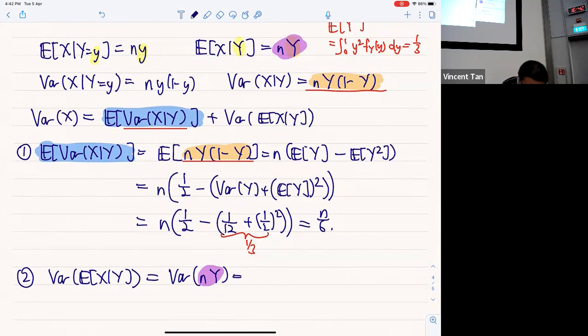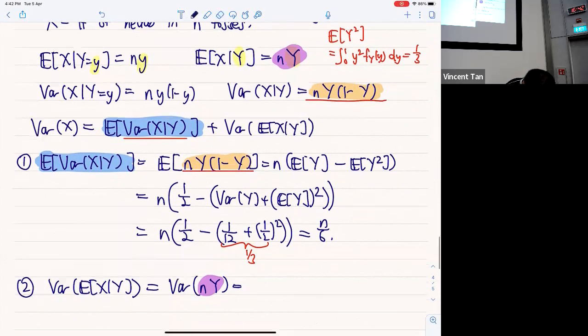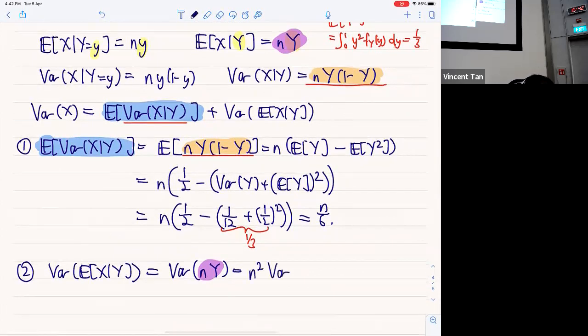How can I simplify this? How can I get a handle on this? Okay, variance of 7z is what? Very good, 7 squared. At least you understand. Okay, so you have n squared variance of y. We have already calculated variance of y just now.